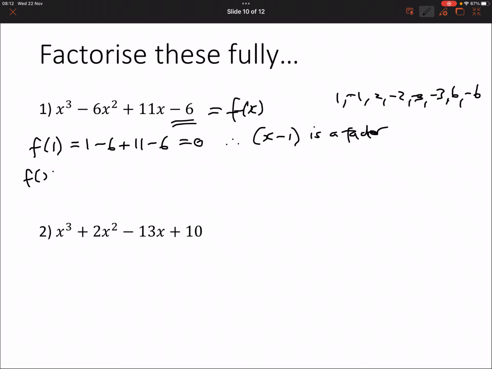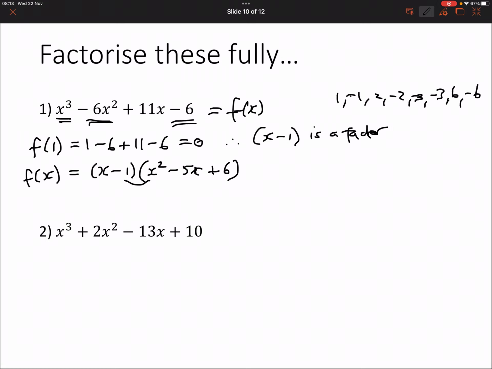So f of x must be x minus 1 times some quadratic. The x times x squared gives me the x cubed at the start. The minus 1 times something at the end gives me minus 6, so that's plus 6. Then thinking about the x squared terms, I've got minus an x squared, and I want minus 6x squared, so this must be minus 5x again. Oh, it's the same one we saw a minute ago. You see these same ones come up a lot because maths.